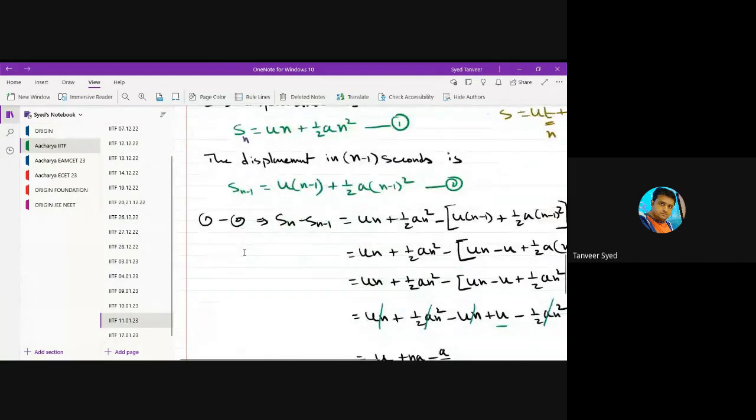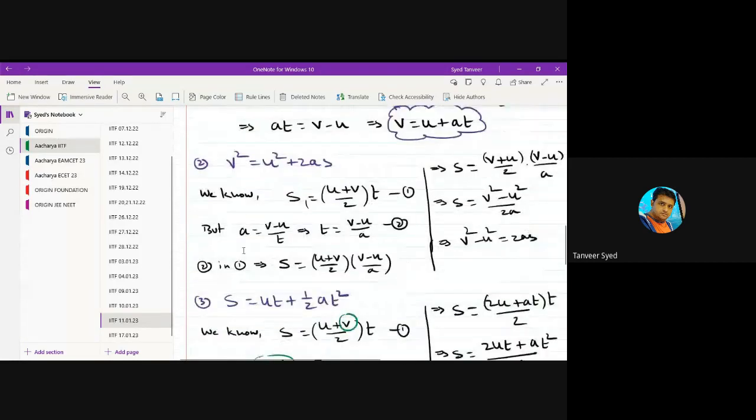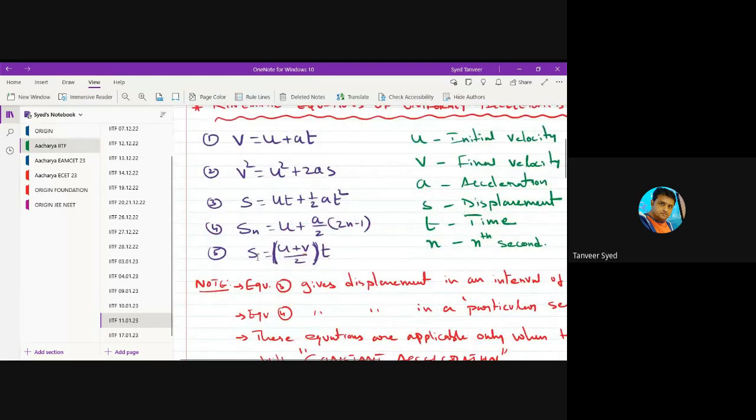It is an empirical kind of derivation. Displacement equals u plus v by 2 into t. Displacement is average velocity into time. If velocity is changing with time, then you take the average velocity. The average of initial and final velocities is u plus v by 2, into t. That's all. It's a direct kind of equation. The displacement formula is average velocity into time.